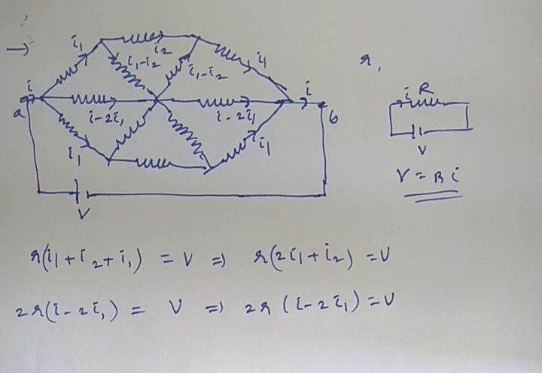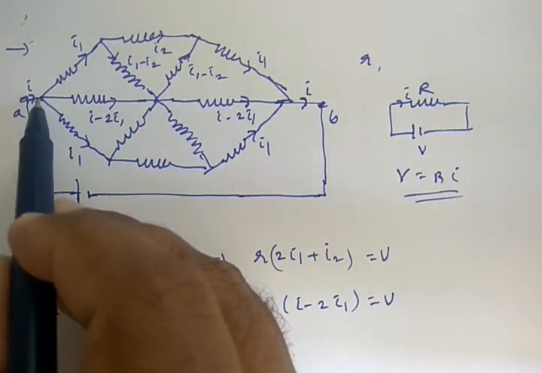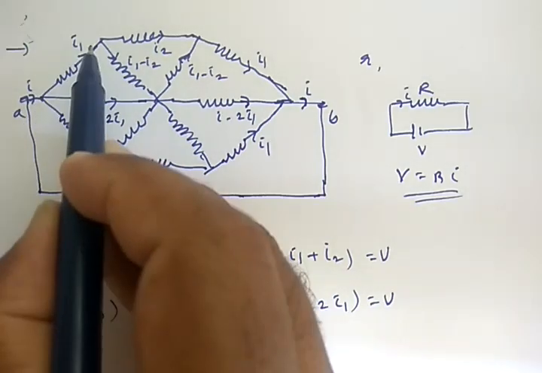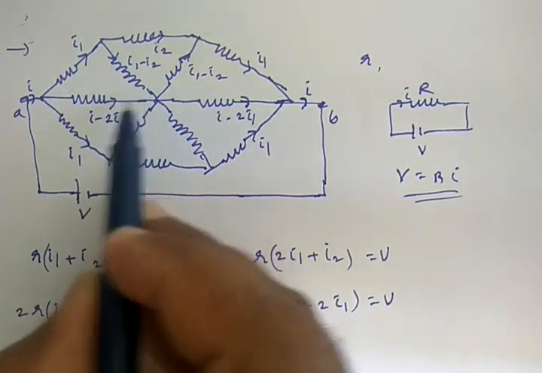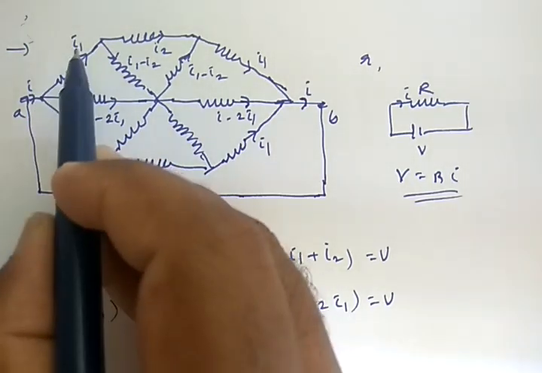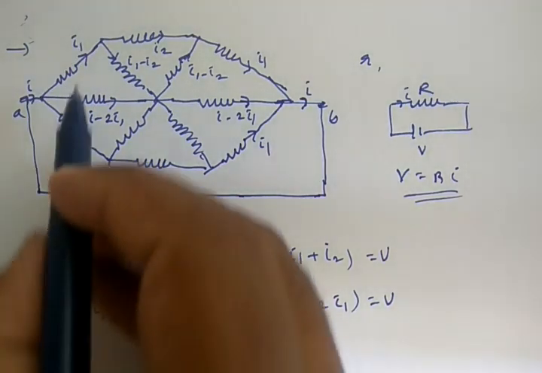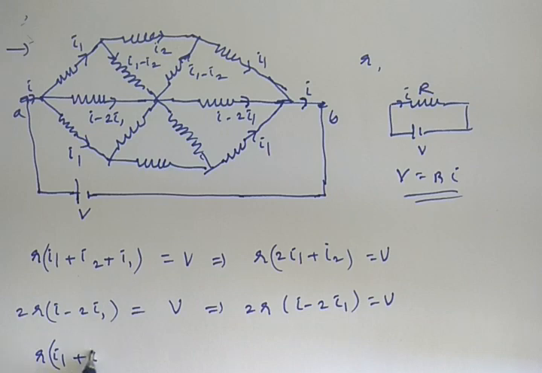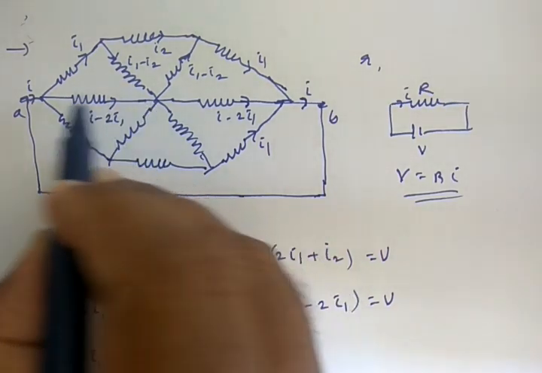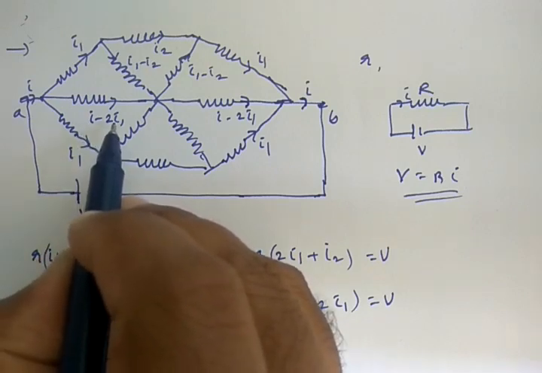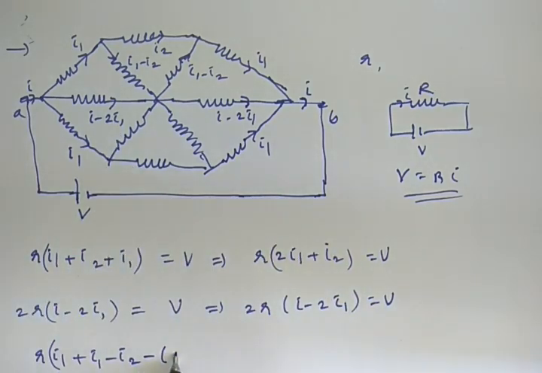And you will also take one more loop. That loop is this one. So from here, let us go to that point and come back through this and come here. This is the loop I am taking. Then apply the loop rule. When you apply the loop rule here, the voltage across this one will be R into I1. The voltage across this one will be R into I1 minus I2. You can take R common. The voltage across this one will be minus R into I minus 2 I1. So R you can take common, so you get I1 plus I1 minus I2 minus I minus 2 I1, that equals 0.